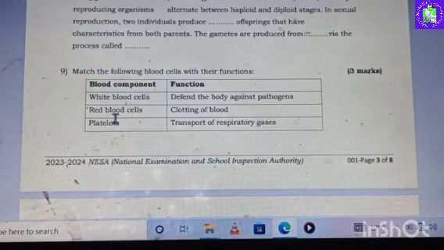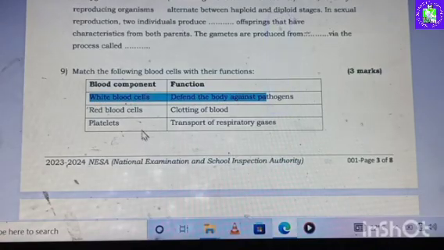Question number 9. Match the following blood cell with their function. When you say blood cell, you try to understand red blood cell, white blood cell, and even the platelets. For here, we have white blood cell. The main function of white blood cell is to defend the body, meaning it corresponds with that one.